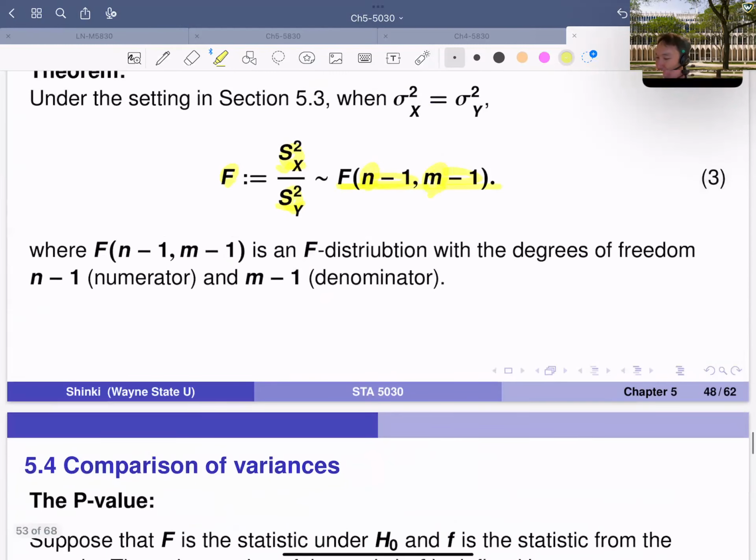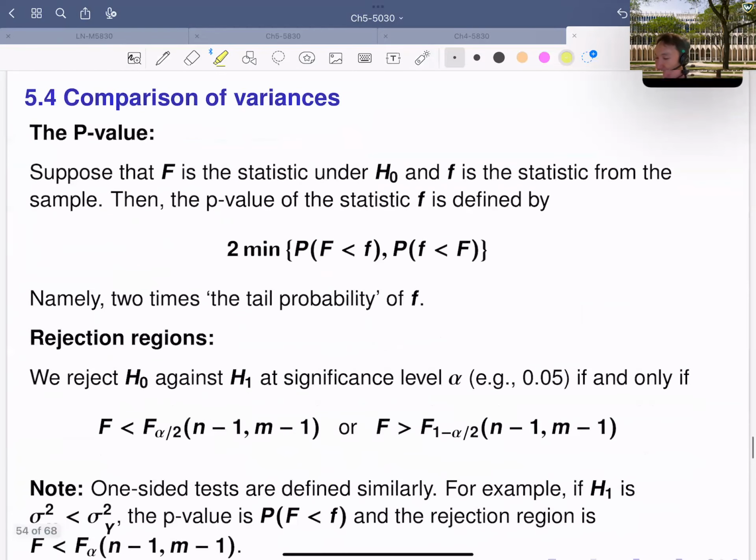Based on this test statistic, we can construct a test. So we have the F distribution. The F distribution is like this, usually a skewed distribution.